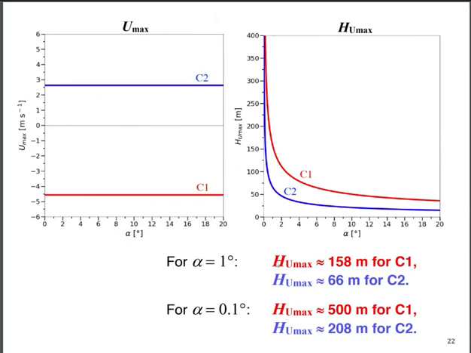We put the numbers on this, so we can see that for a slope angle of 1 degree, you've got a wind maximum at 158 meters above the ground for the anabatic case, and 66 meters for the katabatic case. If you drop the slope angle to 0.1, your wind maximum now occurs at 500 meters, so it's more than doubled. And the same thing for the katabatic case.